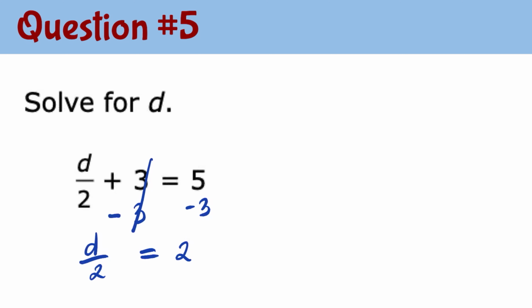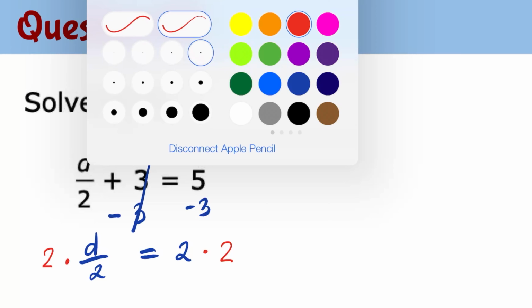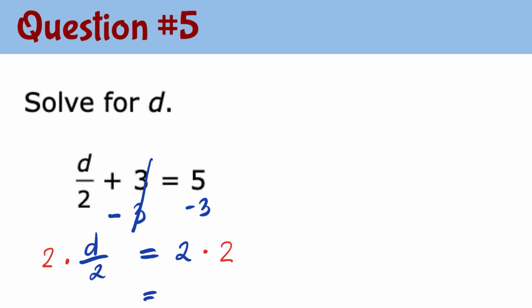Now, what happens to the d in this equation? Well, d is divided by 2. So what's the inverse of dividing by 2? Multiplying by 2, right? So now in this equation, we need to multiply both sides by 2. So you need to multiply both left and right by 2. And the answer for this will be 2 divided by 2 is 1. So we always have d. And we have now 4. So the d value is 4.